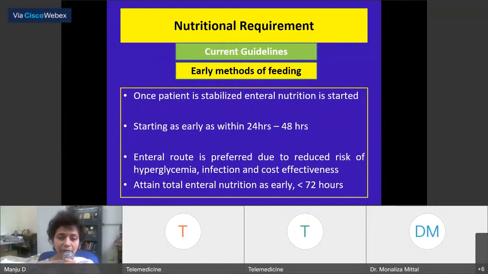Another point: early feeding within 24 hours is best, I told you, and attainment of total enteral nutrition. Total enteral nutrition means we stop the IV fluid and we put the patient fully on enteral feed. So every word is important. Total means complete caloric replacement. Enteral, that is through the GI tract, if orally, best, otherwise orogastric or jejunal. Nutrition as early is very, very important.